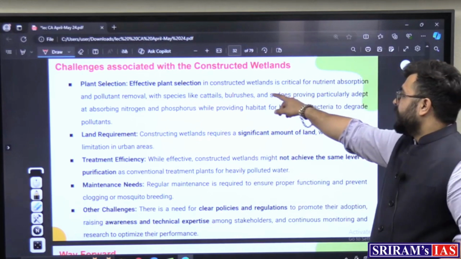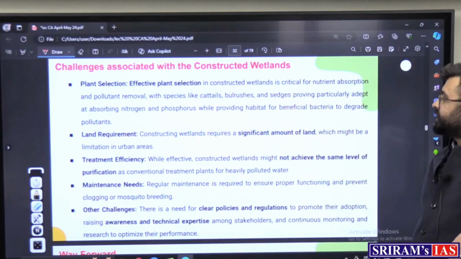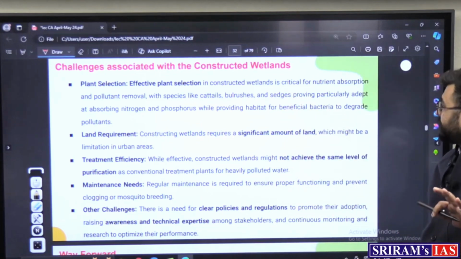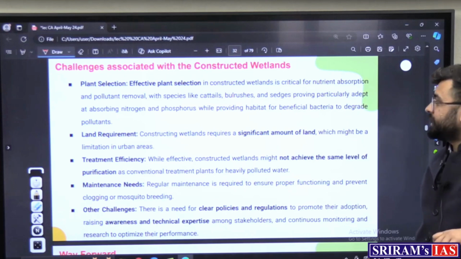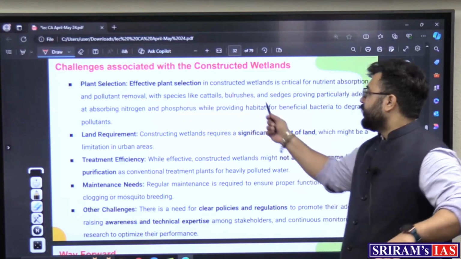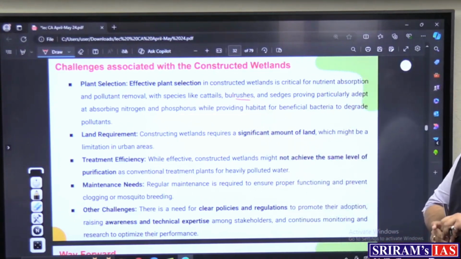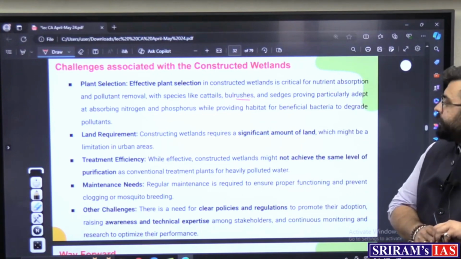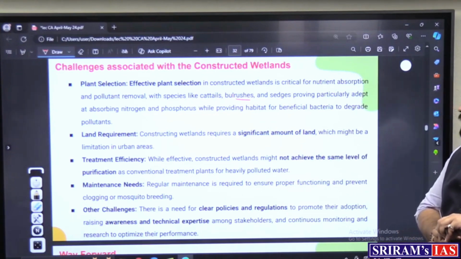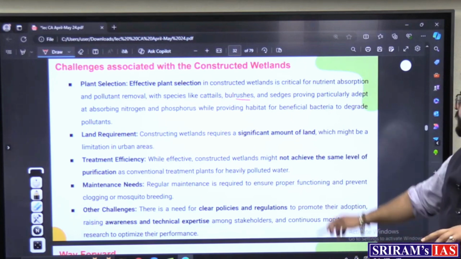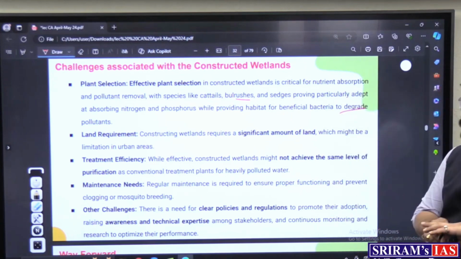So, effective plant selection in constructed wetland is critical for nutrient absorption and pollutant removal. Species like cattails, bushes, sedges are particularly apt at absorbing nitrogen, phosphorus while providing habitat to beneficial bacteria to degrade the pollutants.